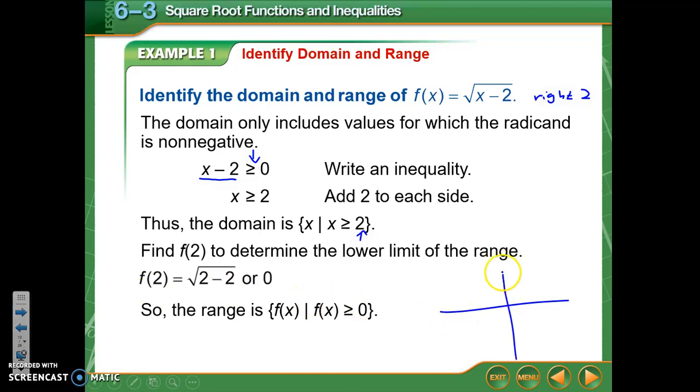And if I take a look at what happens at 2, if I plug in 2, because that's the smallest domain value I have, f of 2 is 0, so my range has to be greater than or equal to 0. If I were to graph this, my graph would start at the point 2, 0 and go to the right like this. So it looks like my parent graph just shifted to the right 2 units. So the domain, x is greater than or equal to 2, range, y is greater than or equal to 0.